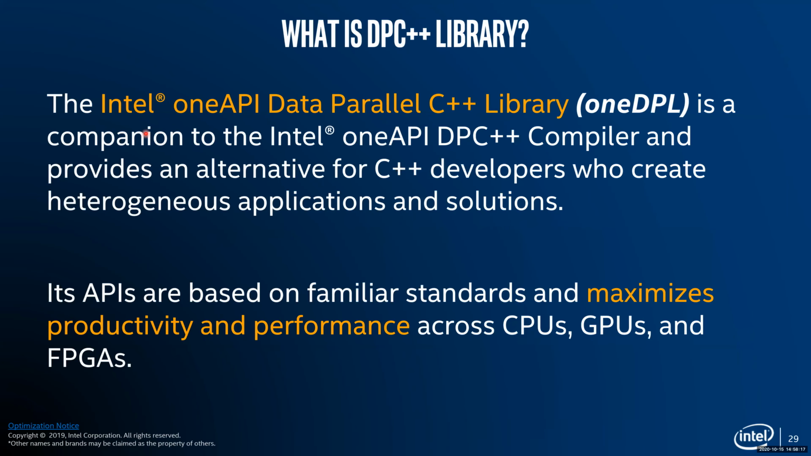Okay, let me move on to the final topic in the last 15 minutes. So let's talk about the Data Parallel C++ library, right? So Data Parallel C++, or we call it oneDPL, is a companion to the DPC++ compiler and provides an alternative for C++ developers who create heterogeneous applications. So it's an API based on familiar standards and maximizes productivity across CPUs, GPUs, and FPGAs.